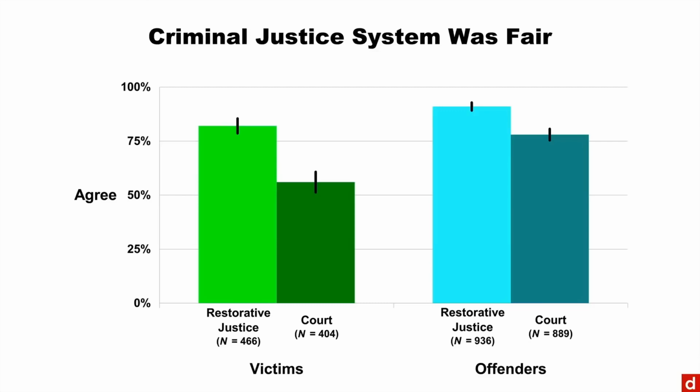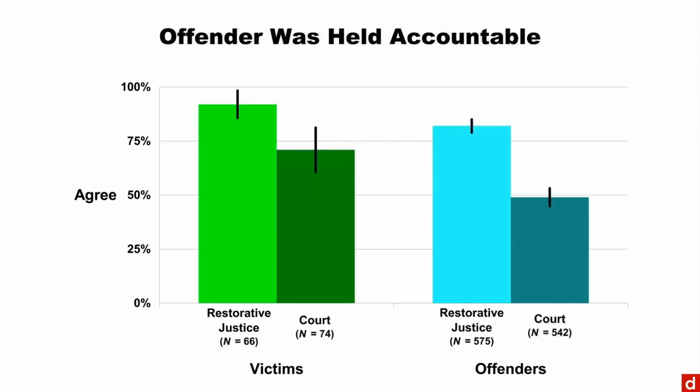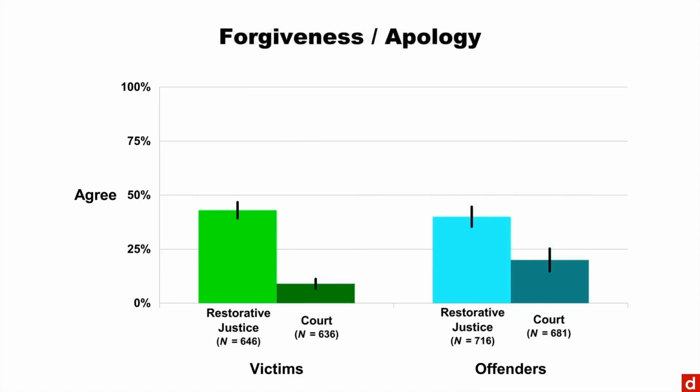They also felt that they had an opportunity to tell their story. That's one reason they might think it's fair. They also felt the offender was held accountable more often. In fact, if you go to court on the offenders, that line's below 50%, and that's the offenders themselves making the judgment. Then you can go to forgiveness and apologies. And again, this is actually a simple thing to code. And you can see there's an enormous difference. And in fact, one of the reasons there's such a big difference is because in standard court proceedings, the offender very rarely meets the victim.